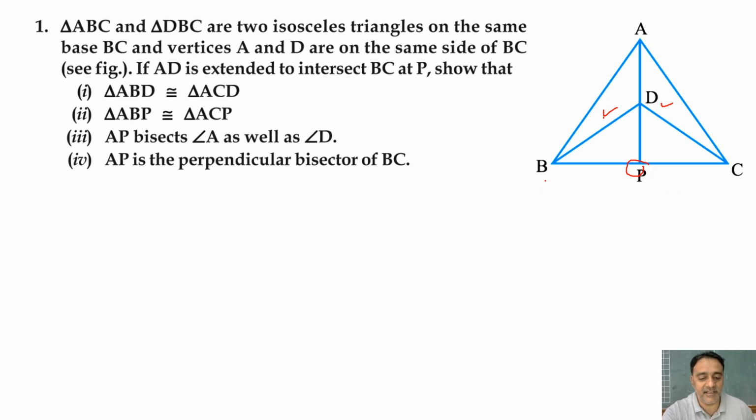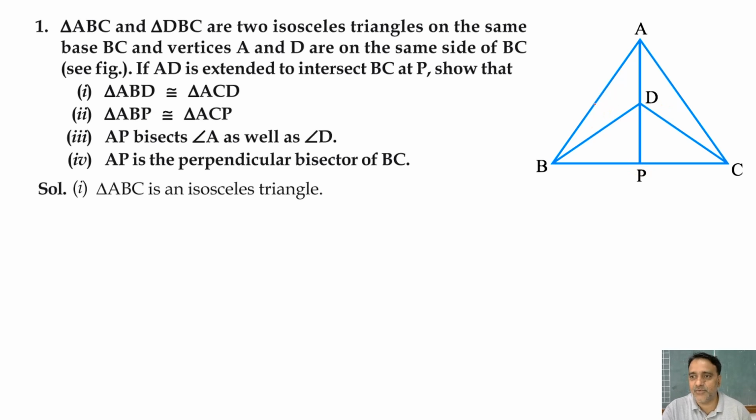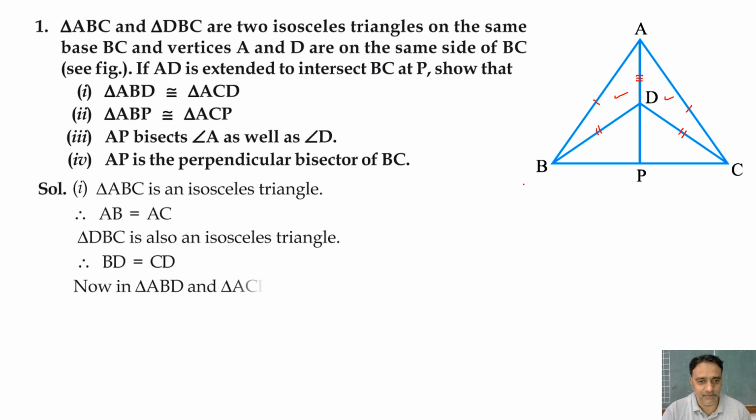So this is a big question. So we complete it bit by bit first. We'll start with ABC is an isosceles triangle. So AB is equal to AC. And DBC is an isosceles triangle, so DB is equal to DC. And what about this one? Common. So these two triangles are congruent by which criteria? SSS. Very good. SSS congruence rule.